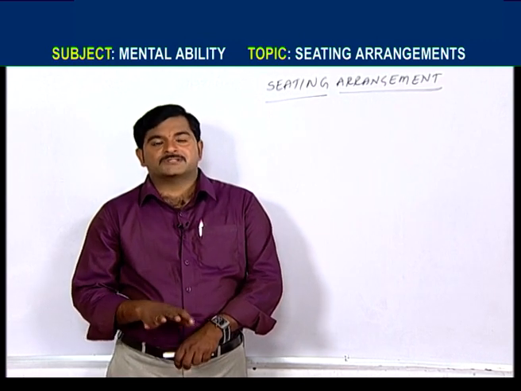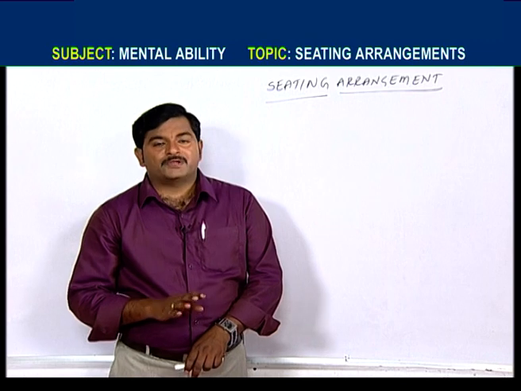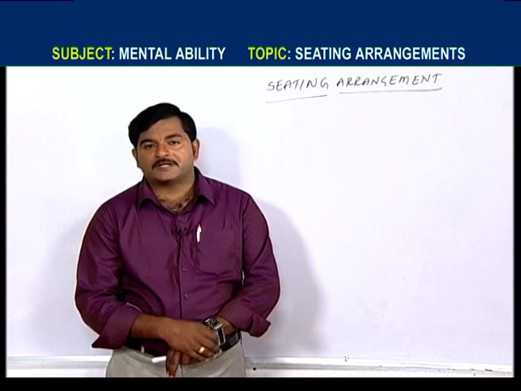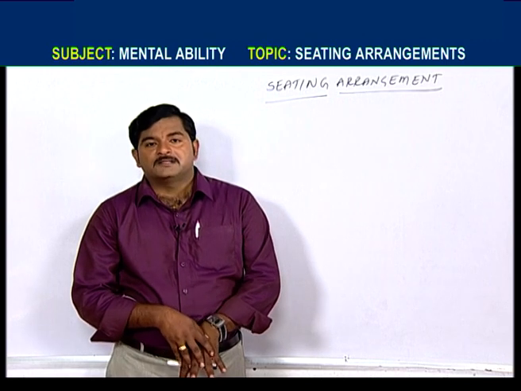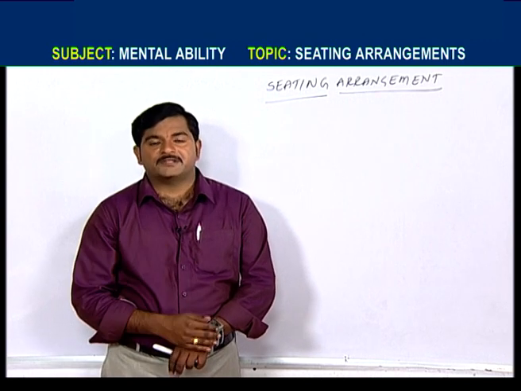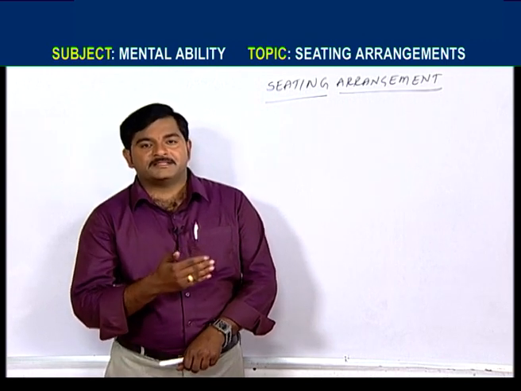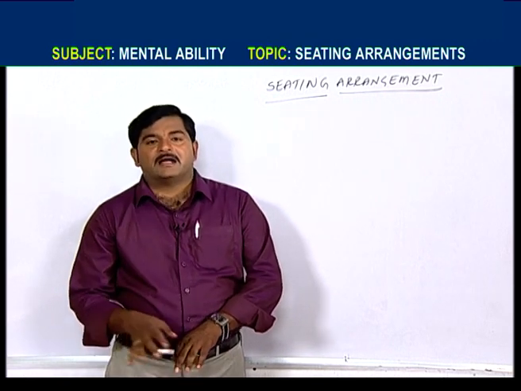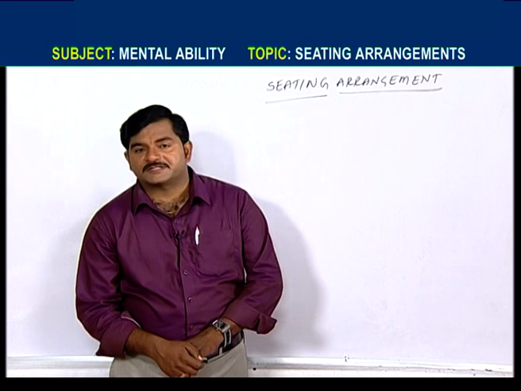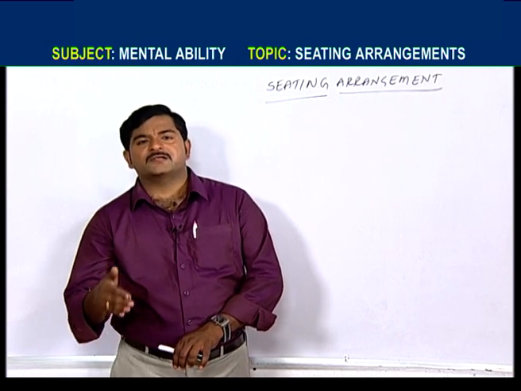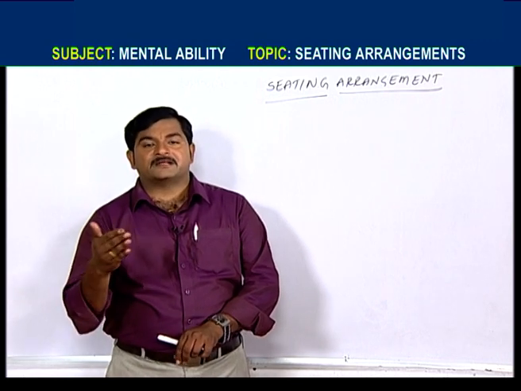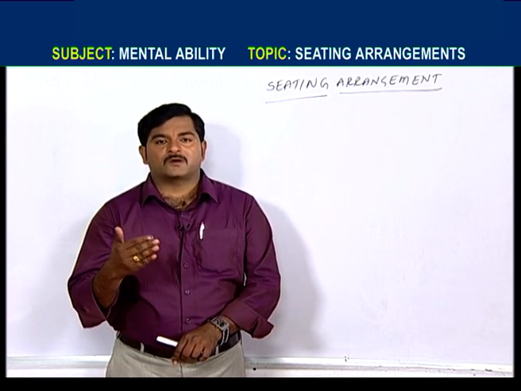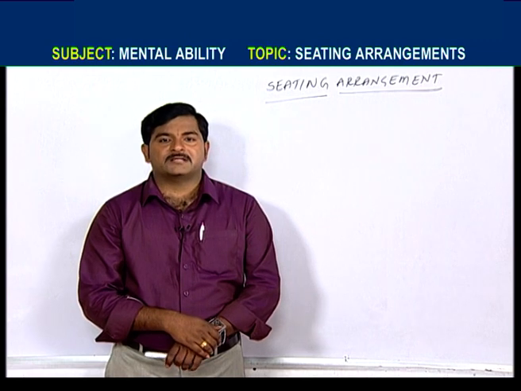To solve the questions of seating arrangement, you need to have only 3-4 points. As I told you at the start of the class, there are mainly 3 types of arrangement. One is linear arrangement, the next one is circular arrangement, and the third one is miscellaneous arrangement. In circular arrangement, there is a main difference. Circular arrangement includes hexagonal, octagonal or other different arrangements.